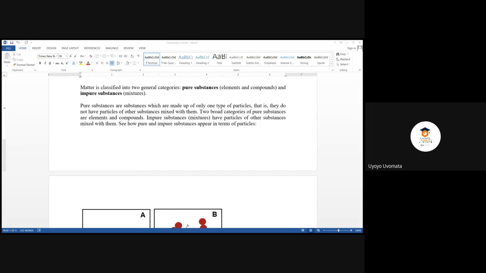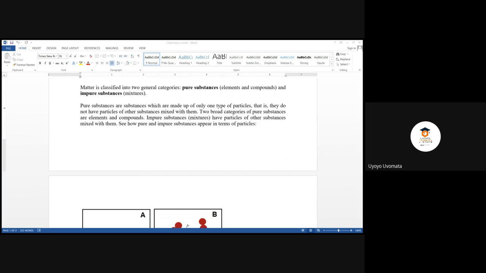I will move further to see something else. Now, how can we classify matter? Or how is matter classified? Now you can see the paragraph we have there. It says matter is classified into 2 general categories.